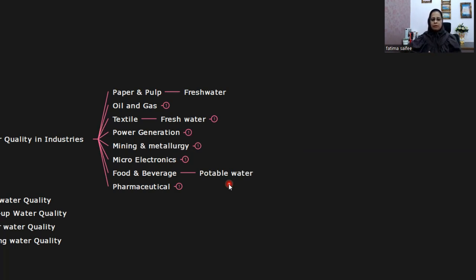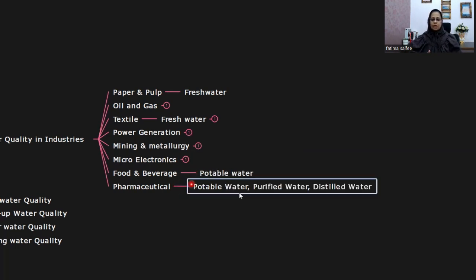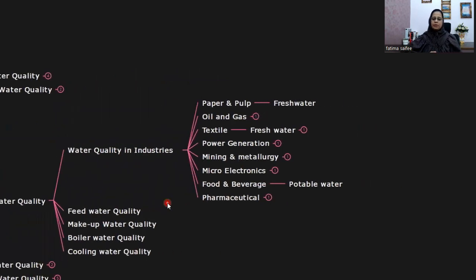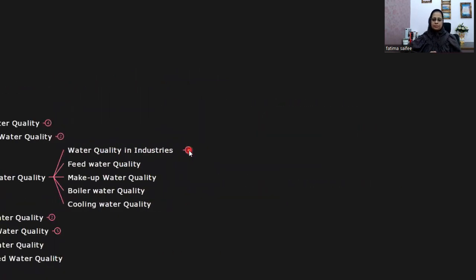water is recommended. In the pharmaceutical industry, water has different categories based on the different processes. There are different categories: potable water, purified water, distilled water. So it depends on the purpose. There are different processes in pharmaceuticals, so a different quality of water is required for each process. This is all about the water which we are using in industry.